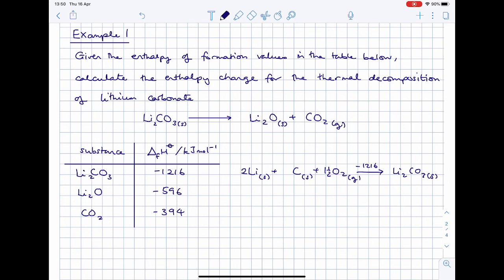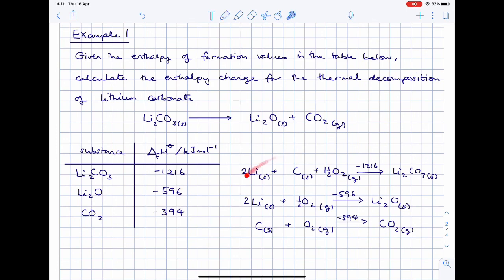So I can do the same for the other substances we're given. So the formation of lithium oxide is from its elements, which are lithium and oxygen. And we can put the state symbols as well, and balance for 1 mole of lithium oxide. And the value for this is minus 596. And we can do the same for the formation of carbon dioxide from its elements. And the value for this enthalpy change is minus 394.